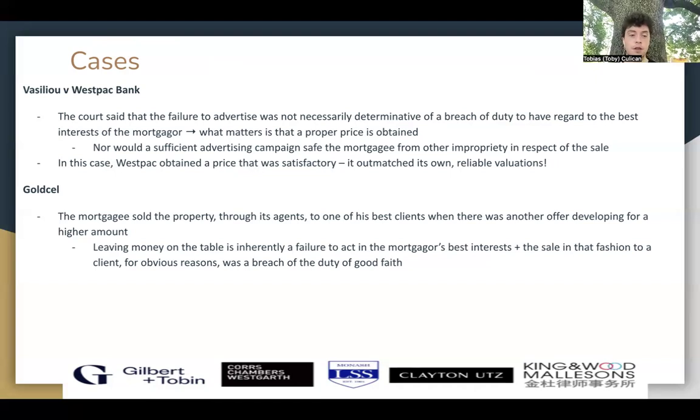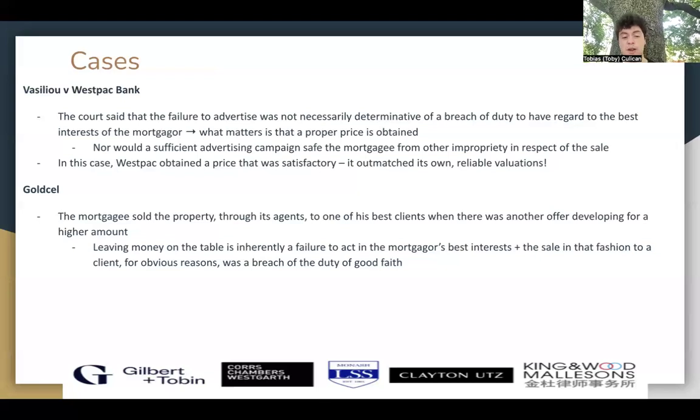And at the same time, a sufficient advertising campaign will not save the mortgagee from any other sort of impropriety in respect of the sale. In this case, the Westpac obtained a price of satisfactory. It outmatched even its own rival valuations. And you can also use this for the proposition that private sales are okay so long as the price yielded is satisfactory.